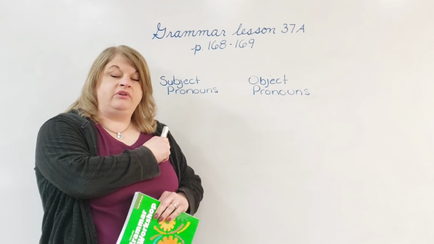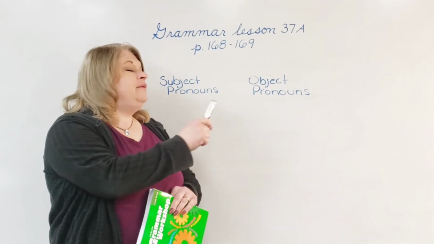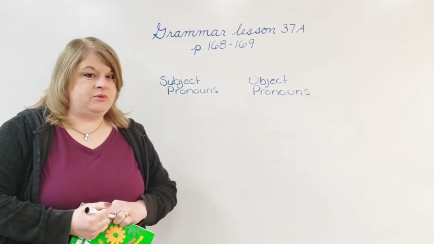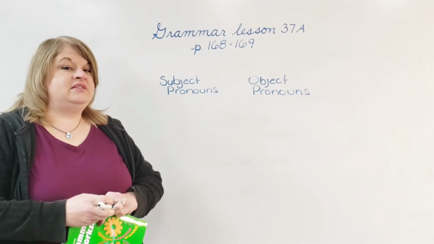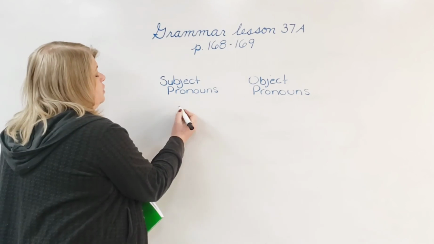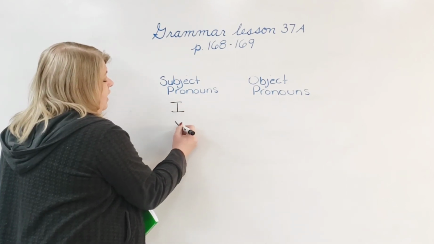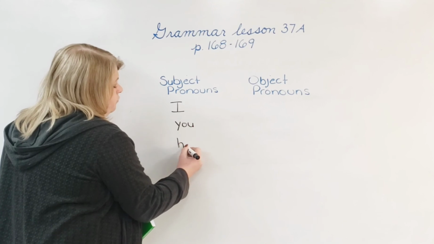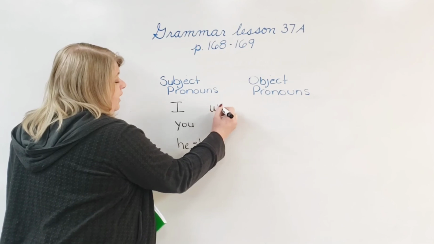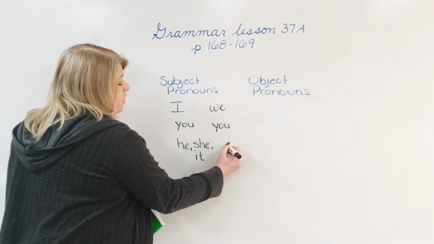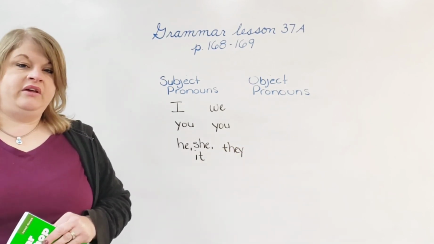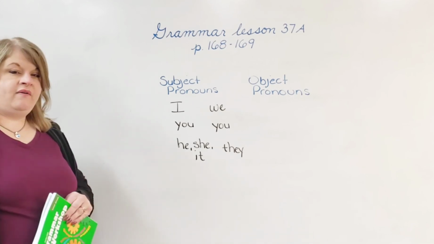Our subject pronoun comes before the verb. The object pronoun comes after the verb. So I'm going to write up our subject pronouns and we're going to say them together, and I want to see if you can say them before I get to them. Remember, we're going to say them in our list. So here we go. We have I, you, he, she, it, we, you, they. Do you remember them? Let's say them together. I, you, he, she, it, we, you, they.